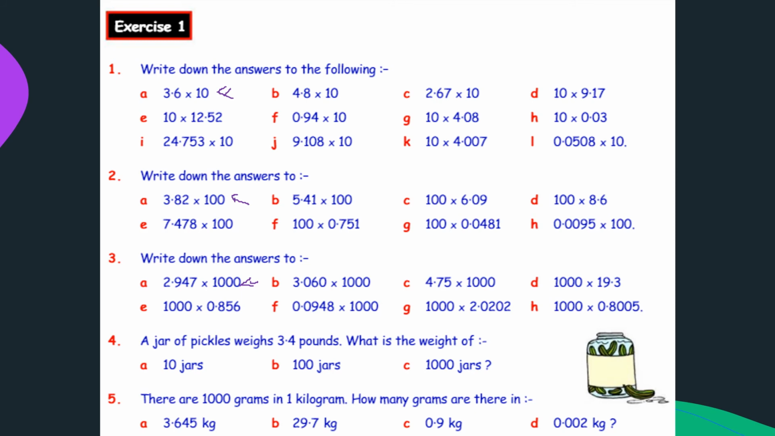So let's look at 2h. 2 numbers jump over the decimal point, so it goes from 0.0095 to just 0.95. Those 2 zeros have jumped over the decimal point, and actually we don't need them. In number 3a, 2.947 becomes 2,947 because we've got 3 zeros, so 3 numbers jumping over the decimal point. And the last one, h, is a trickier one, because the numbers are not disappearing. So we're putting 3 numbers over the decimal point, so the answer is 800.5.